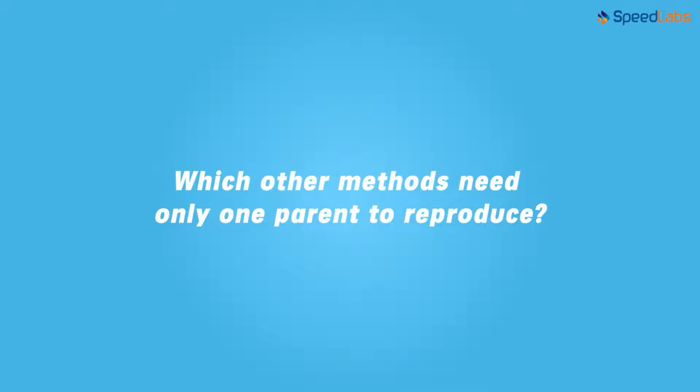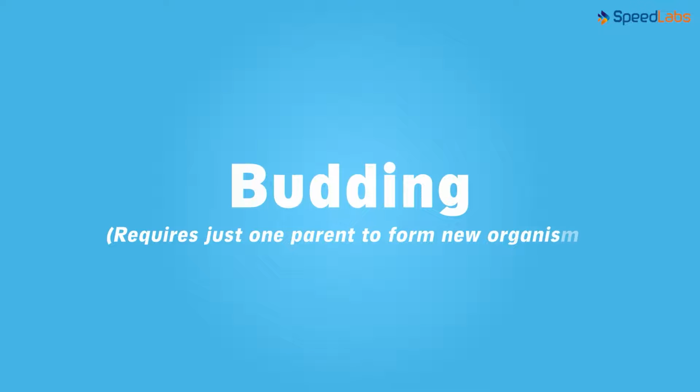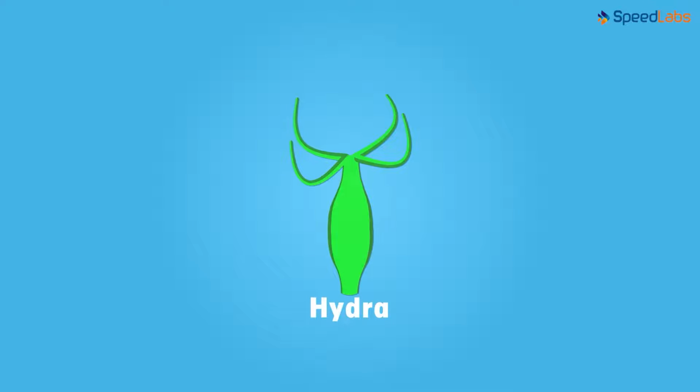Which other methods do you think would need only one parent to reproduce? Budding. That's right. Budding is another method which requires just one parent to form new organisms. For example, Hydra uses budding to reproduce. What exactly happens in this process of asexual reproduction?